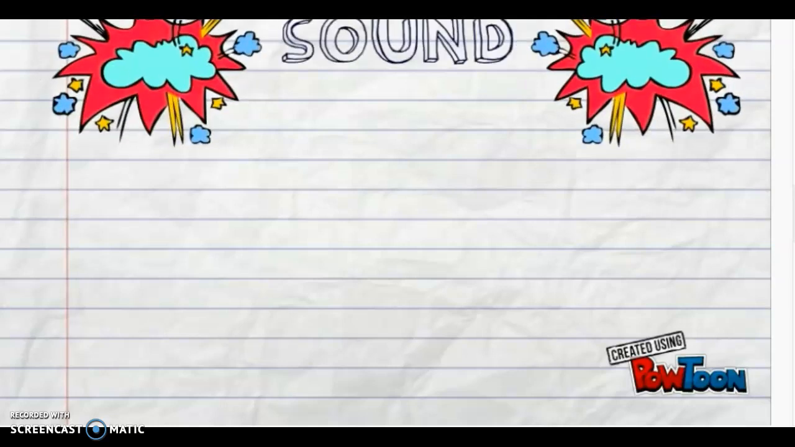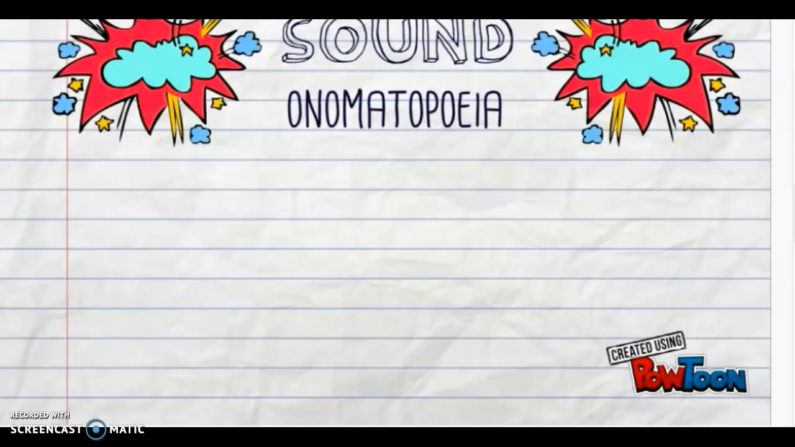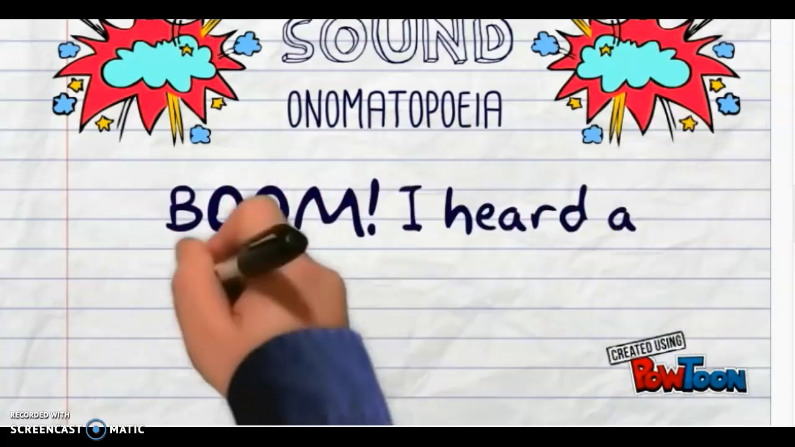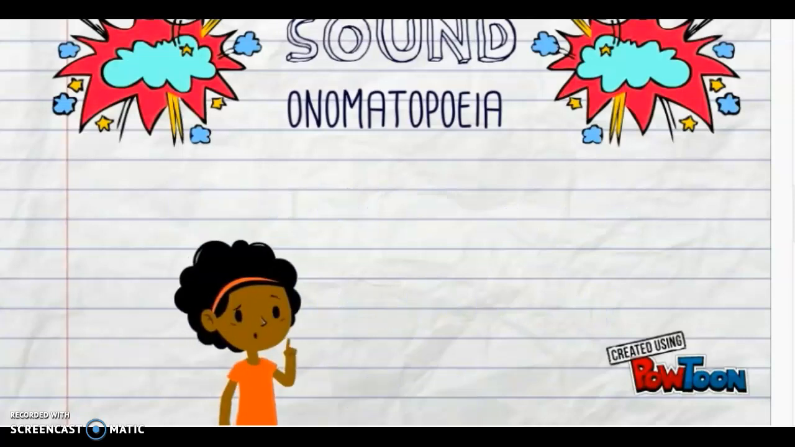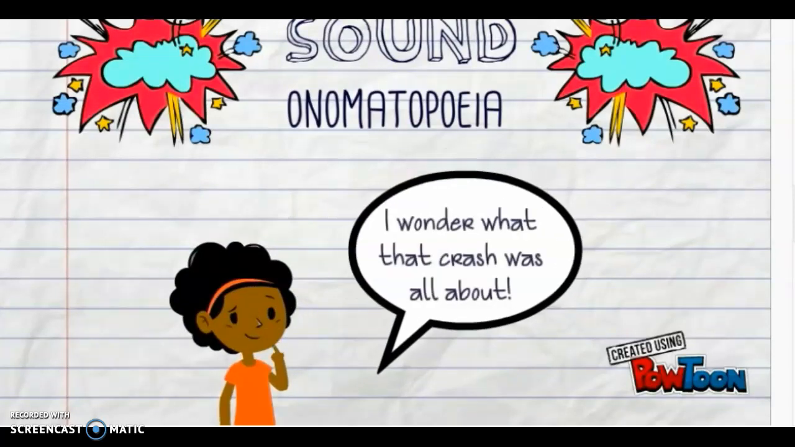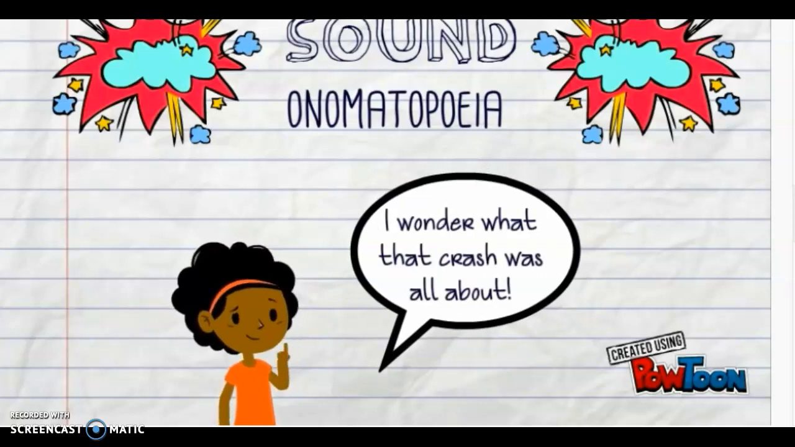The first way you could hook a reader is to start your story with a sound. These are called onomatopoeias. For example, you might start your story by writing, "Boom! I heard a loud crash in my house." The reader would wonder, I wonder what that crash was all about. They would be interested to read the rest of your story.